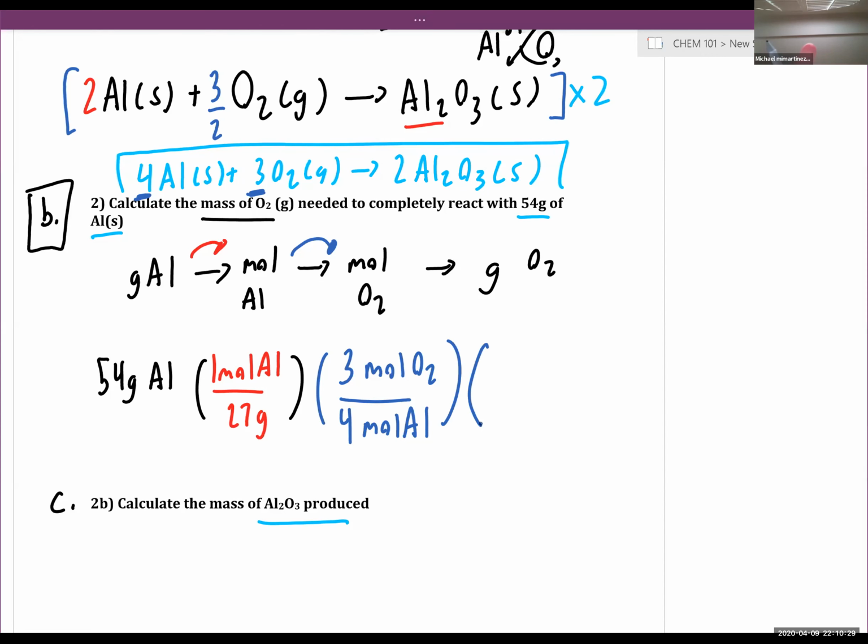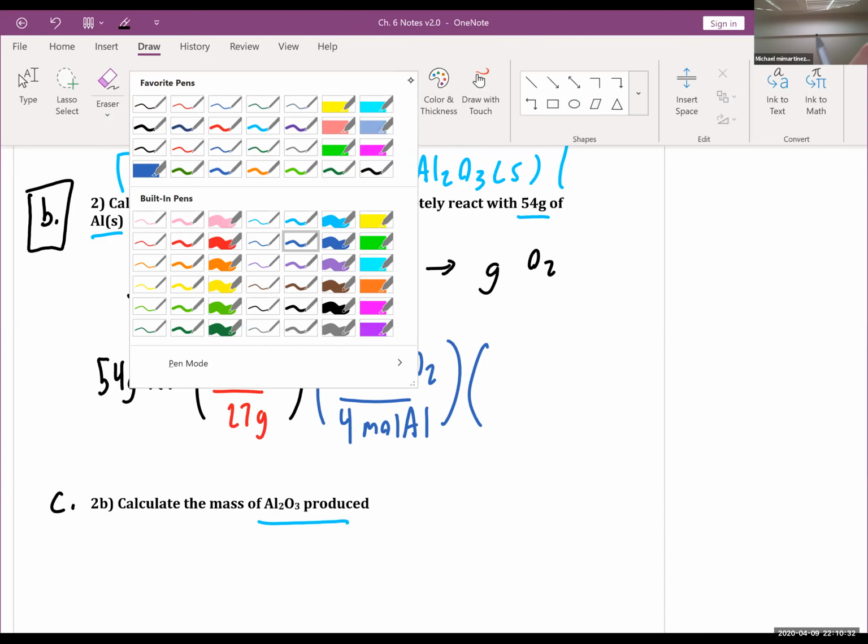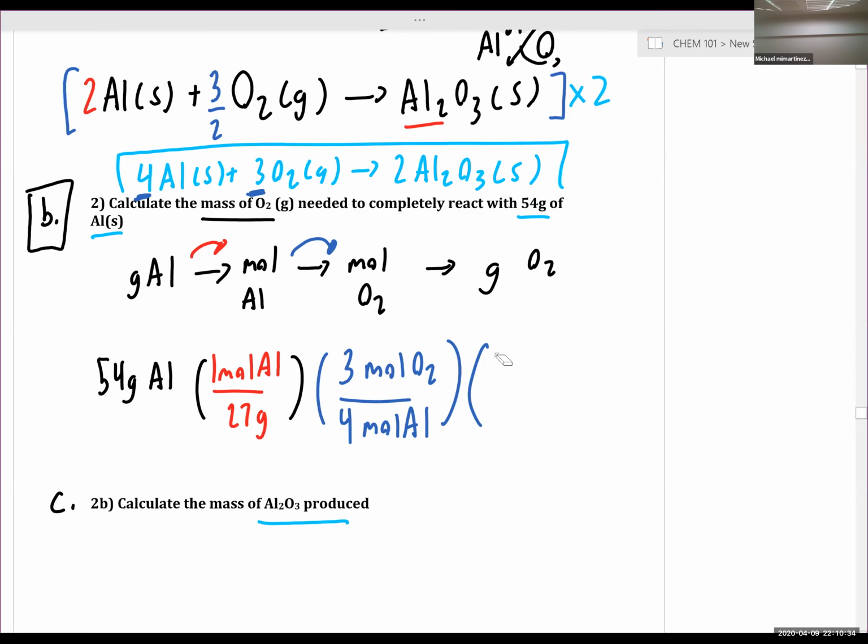Finally, if we want to go from moles of oxygen to grams of oxygen, how many grams of oxygen are in 1 mole? What's the molar mass of oxygen, O2? 32. Exactly right. So all we have to do now is punch it into our calculator. And at the end of our calculation, we get 48 grams of O2.